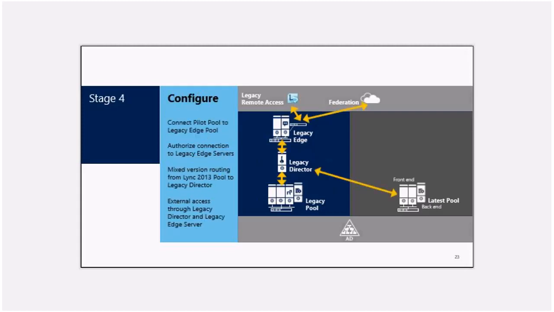Next, now that everything is set up, we want to configure things. So we're going to set up our Edge server and our legacy director to be able to route traffic to that front end pool. So that front end pool is going to be written as its next hop, either being the edge server or the director, depending on your deployment. The edge server can also handle traffic for external clients, both connecting to the 2010 and 2013 pool. So as you're moving your users over, you don't have to deploy a new edge environment immediately.